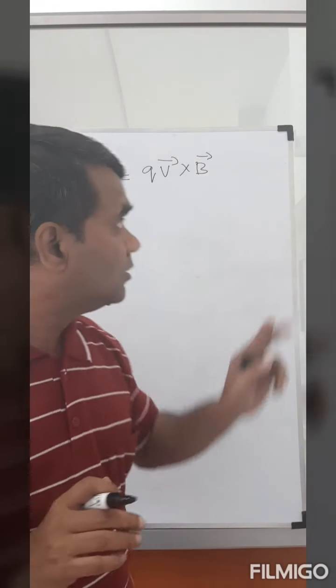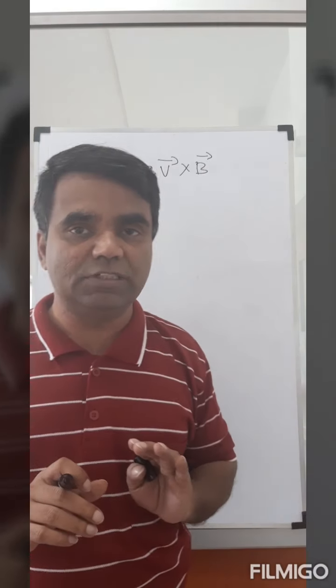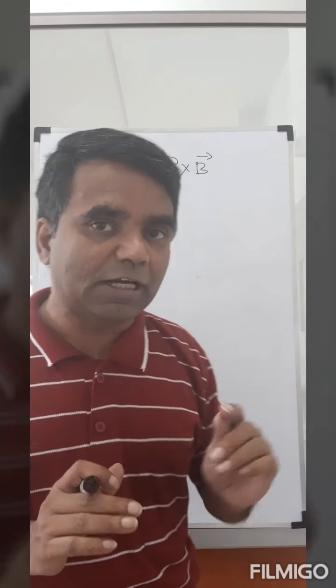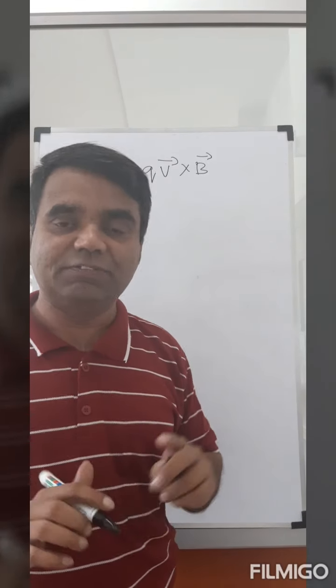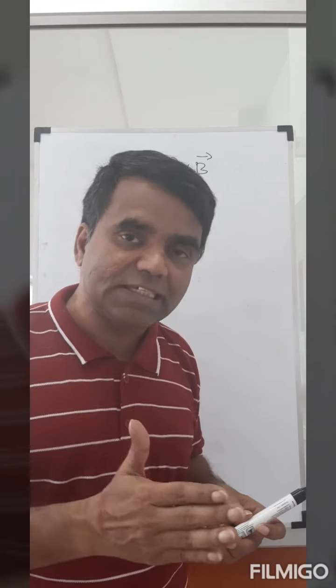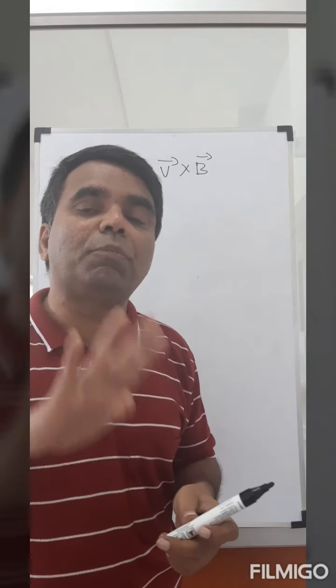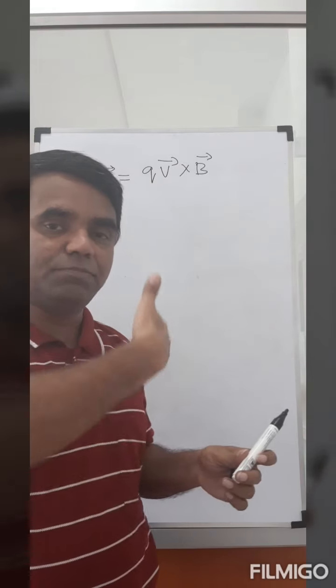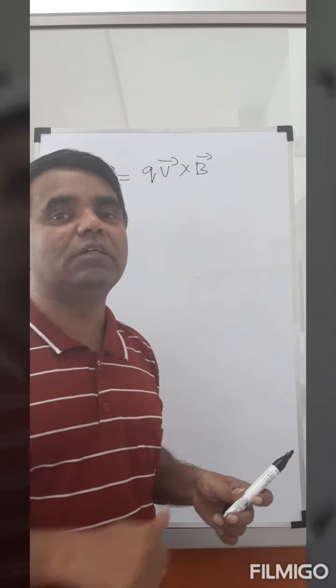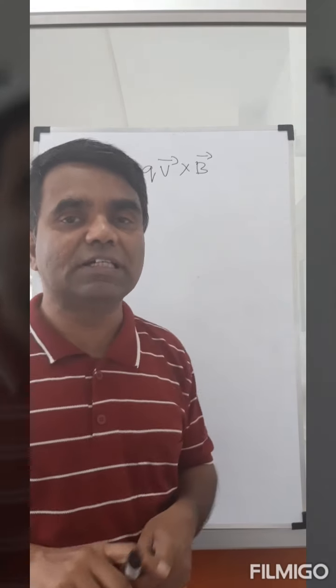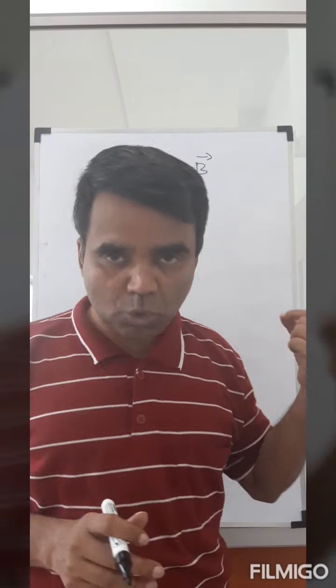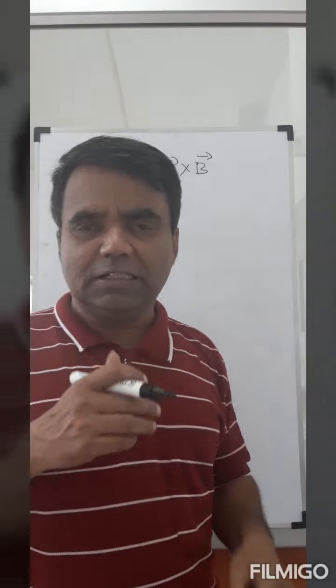It is always V cross B. It is never B cross V. We have to be careful about the order in which V and B appear in this equation. If we change the order, instead of V cross B, if we say B cross V, then we will get the opposite direction. V cross B will give you the upward direction, but B cross V will give you the downward direction. You know from mathematics that this order is important. Then how do you ensure that you don't forget this order?